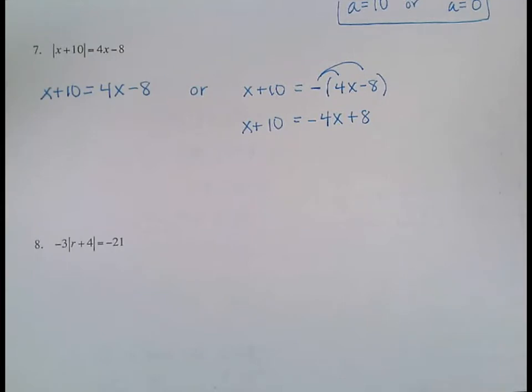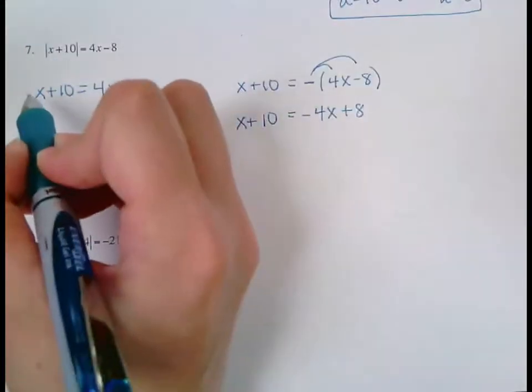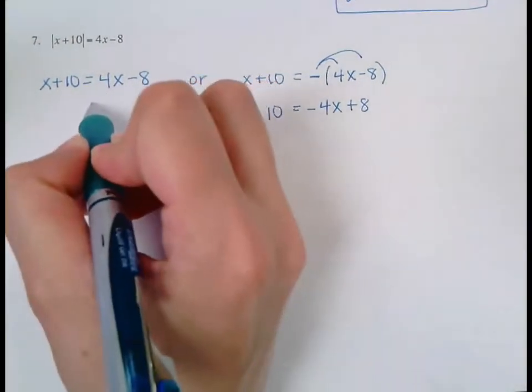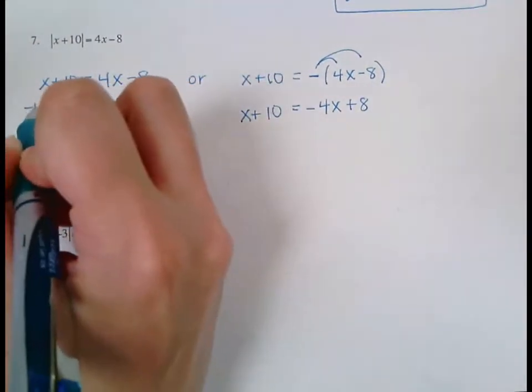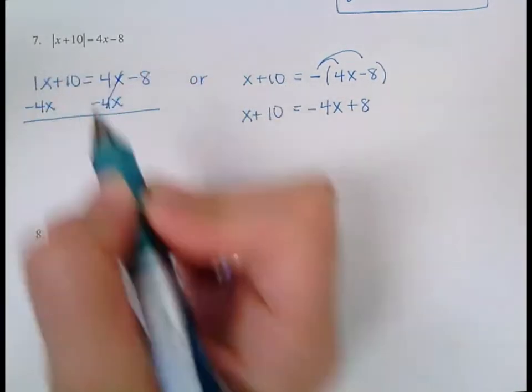Questions on the setup part? Okay, and then you solve these both for x. So I'm going to go back to the first equation and solve for x. There's 4 different first steps you could do. I'm going to subtract 4x from each side first to get the x's on the same side on the left.